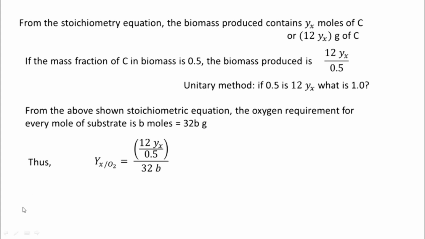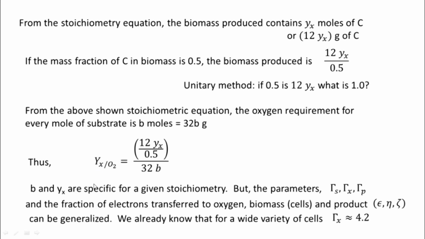Therefore, for the yield of cells with respect to oxygen, the mass of cells is 12 YX by 0.5, and the mass of oxygen is 32 b. YX/O2 is some representation that I've used earlier. For the purposes of this problem, let us say O and O2 refer to the same molecular oxygen. So let there not be any confusion regarding that. YX/O2.